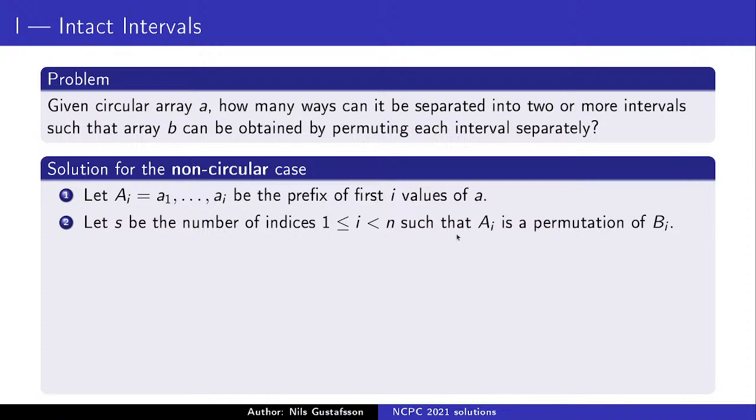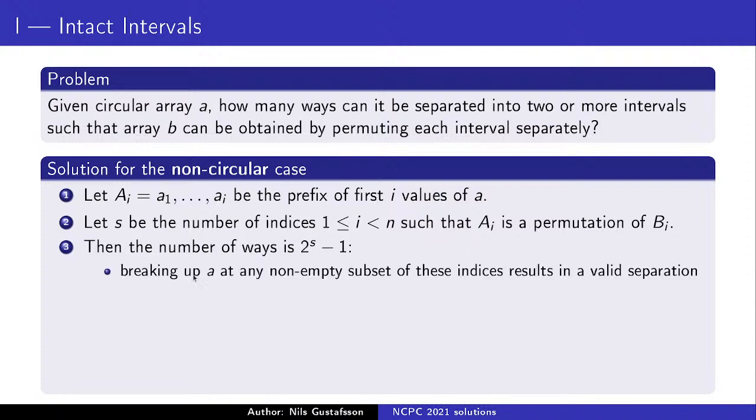Okay, so then the answer, in this case, is simply going to be 2 to the s minus 1. And the reason is that breaking up A at any non-empty subset of these indices is going to result in a valid separation. So there are 2 to the s subsets of these indices. There's one which is empty, which you have to subtract. So there are 2 to the s minus 1 non-empty subsets, and picking any of these and chopping the array at these will lead to a valid separation.